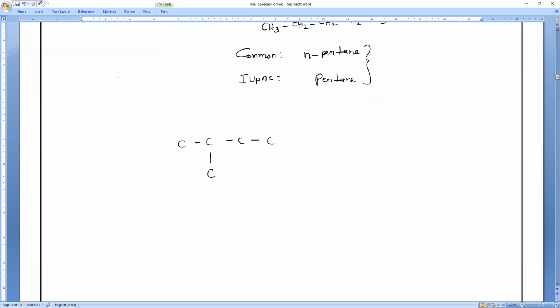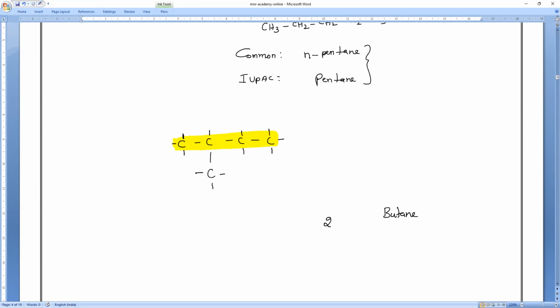So what is the number of carbons in the parental chain, everybody? 4. 4 means what? Butane. Next, the branch is present on which carbon? Second carbon. Because whatever it is, that carbon should get the lowest possible number. Am I right or wrong? Yes, so it is 2.